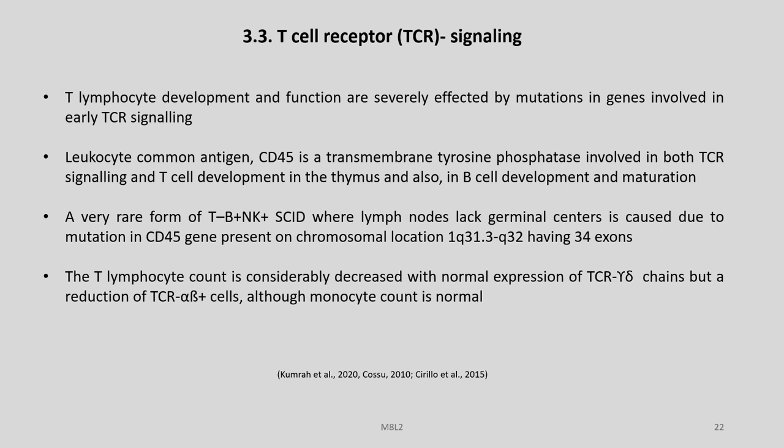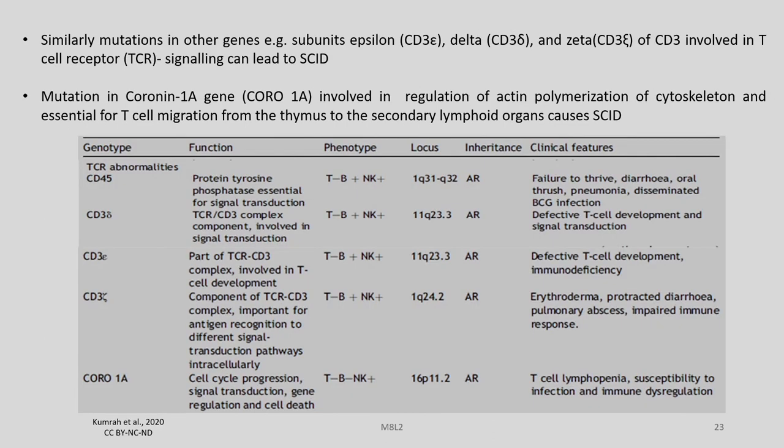The T lymphocyte count is considerably decreased with normal expression of TCR gamma delta chains, but a reduction of TCR alpha beta plus cells, although monocyte count is normal. B cells, even though non-functional, are increased in number in this case. Similarly, mutations in other genes, for example subunits epsilon, delta and zeta of CD3 involved in T cell receptor signaling, can lead to SCID. Mutation in the coronin 1A gene, involved in regulation of actin polymerization of the cytoskeleton and essential for T cell migration from the thymus to the secondary lymphoid organs, also causes SCID.